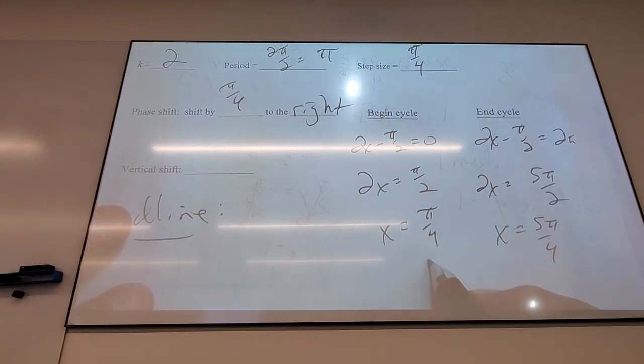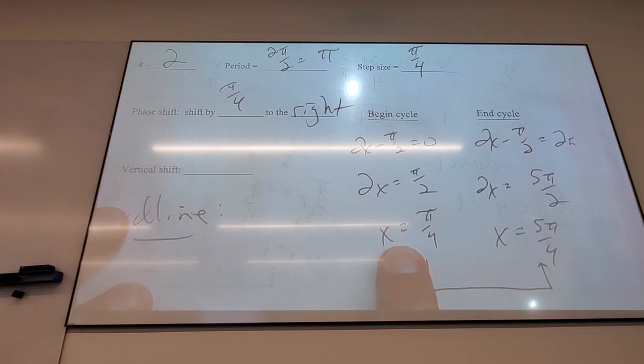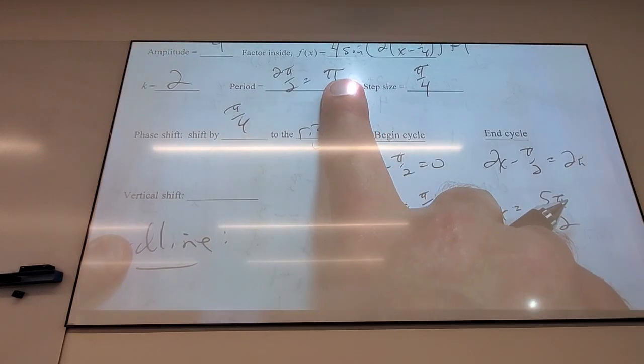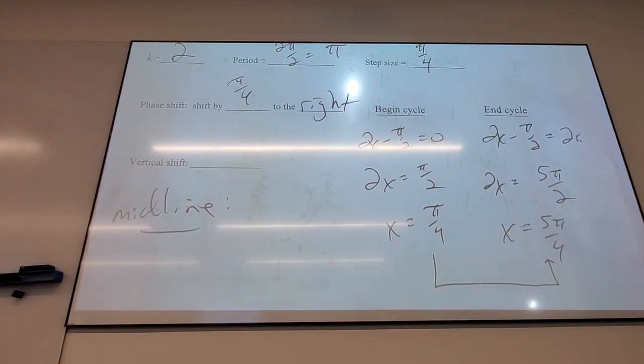And what does this match up with? How far apart are these two things? What's 5 pi over 4 minus pi over 4? Yeah, 4 pi over 4, which is pi, which is what the period's supposed to be. So that makes sense. It takes me pi units to get a full cycle in.